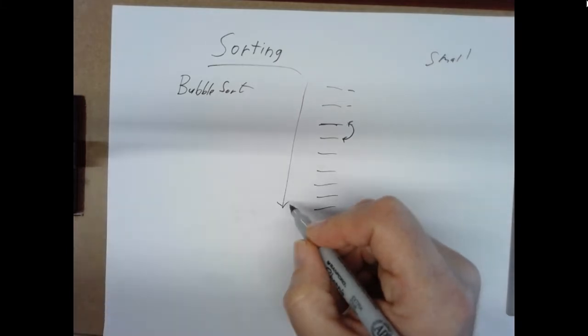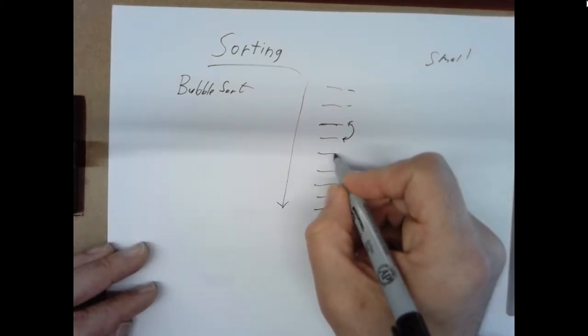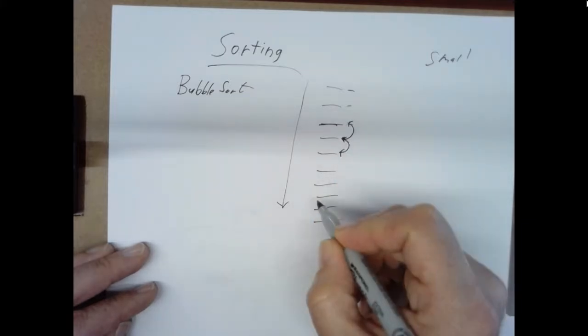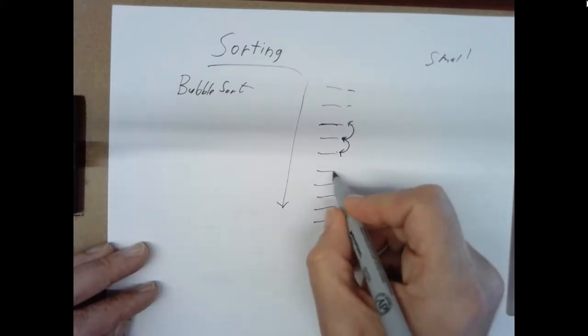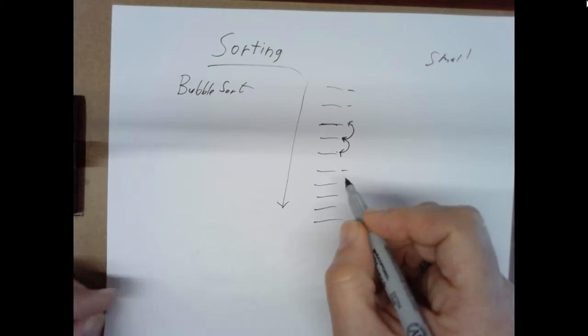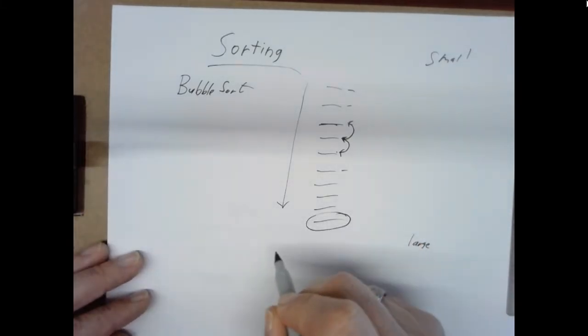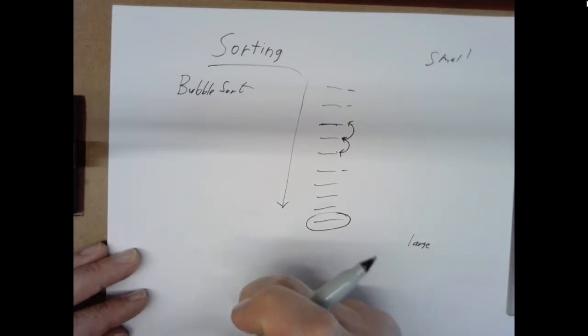And we're going to keep going. We're going to compare the new fourth number to the fifth, and if those are in the wrong order, we're going to swap them. And if this is smaller than the sixth number, we don't have to do anything. And after we've gone from the beginning to the end, we're guaranteed the largest number is going to be in this last spot.